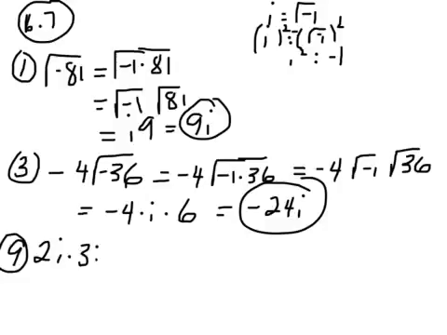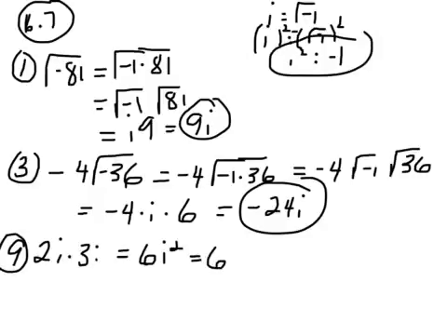Now, what about something like number 9? Well, you're multiplying here, so 2 times 3 is 6, and i times i is i squared. But what is i squared? Look up here: i squared is -1, so this ends up being -6.